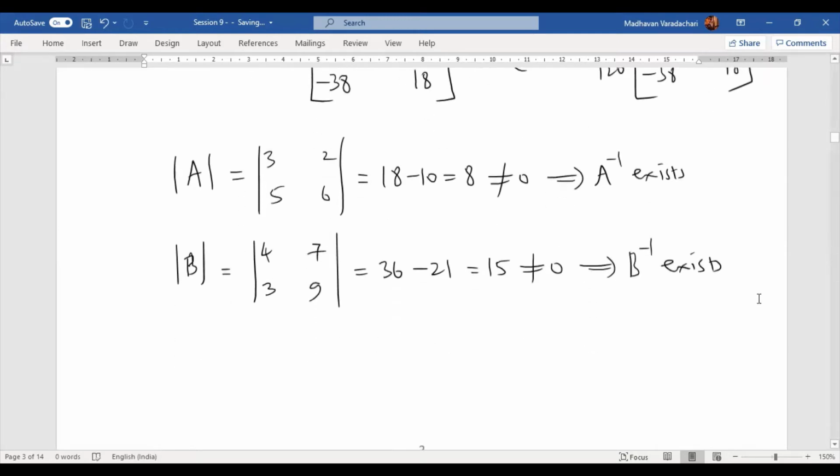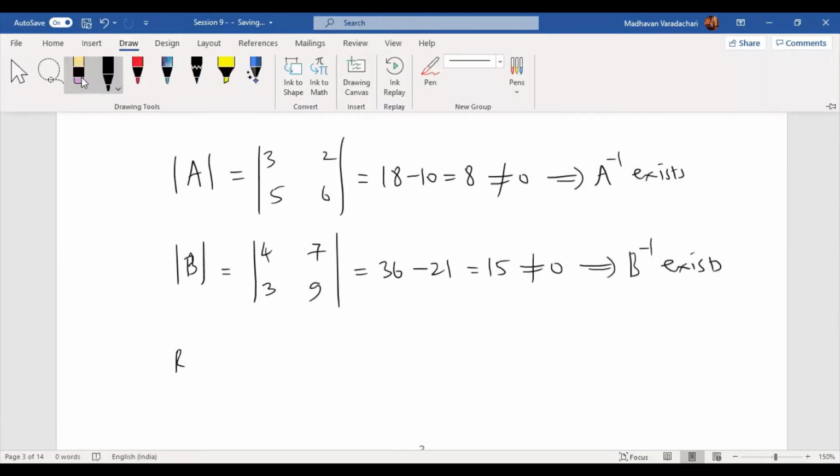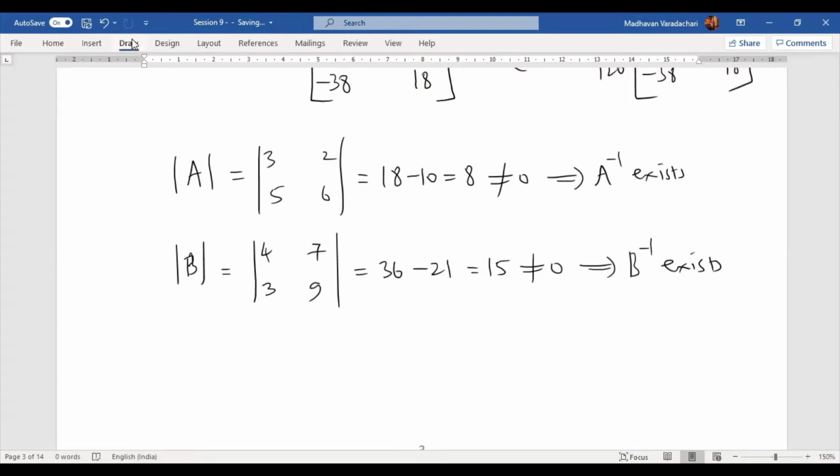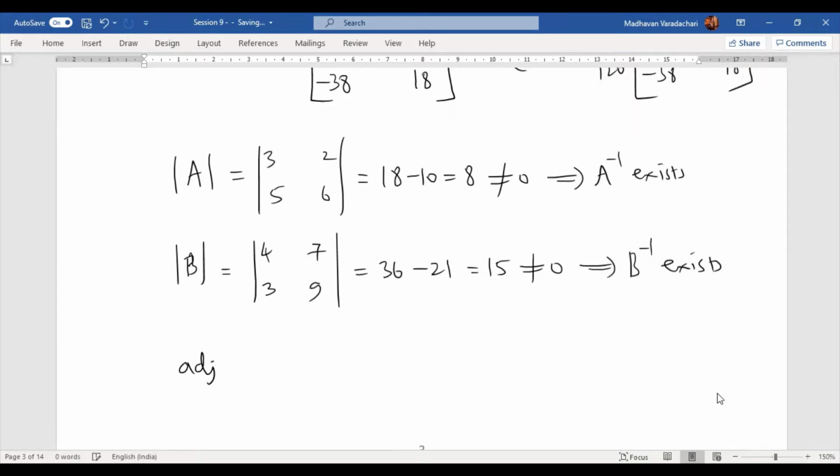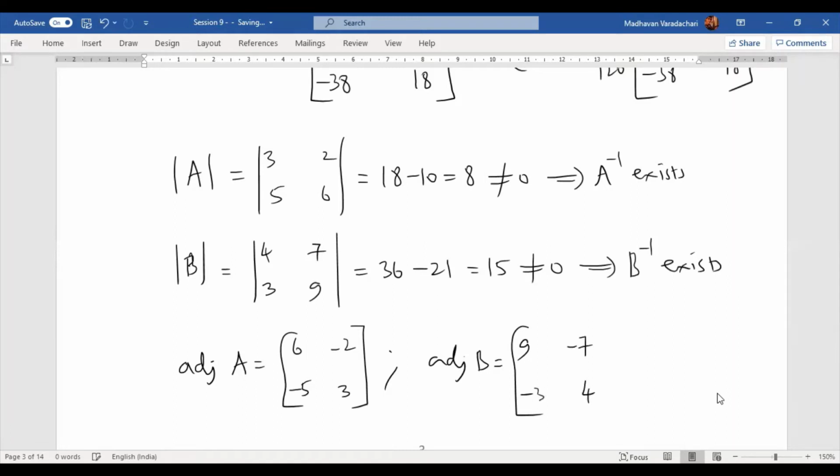Now we can find out the right hand side, or before that I should find out the adjoint of both A and B. Let me do that. Adjoint of A is, interchange the principal diagonal elements 6 and 3. Here it is negative 2, negative 5. Then adjoint of B: 9 here, 4 here, minus 7, minus 3.